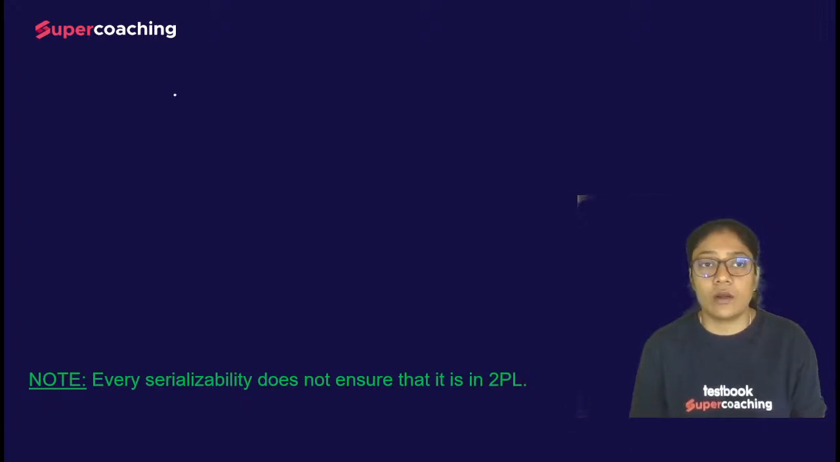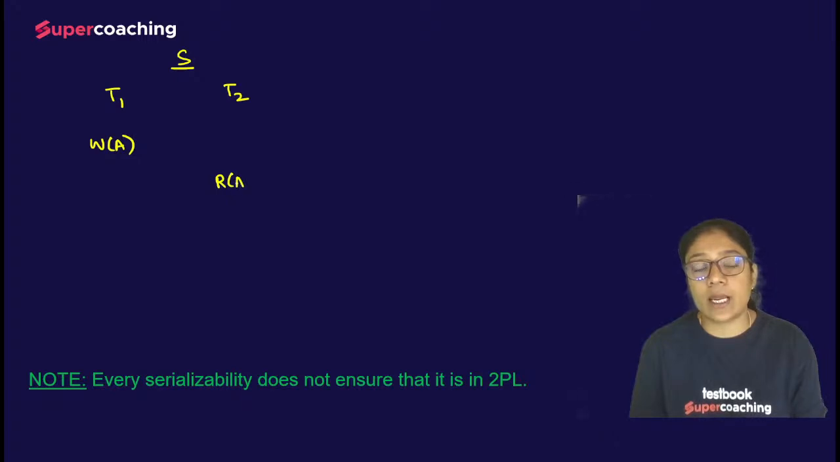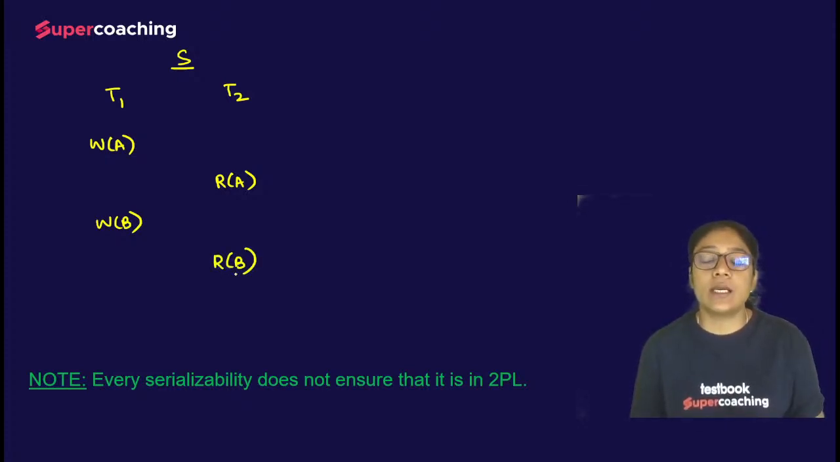We have some schedule with the transactions T1 and T2. It is performing the write operation on the data item A, the read operation on the data item A, the write operation on data item B, and the read operation on data item B. Is it view serializable?